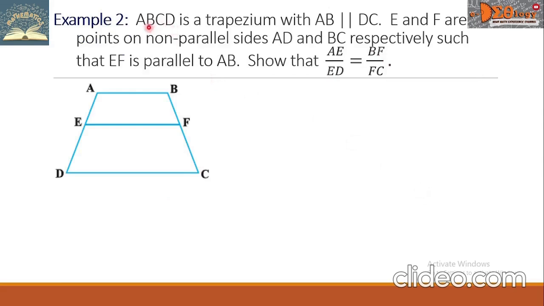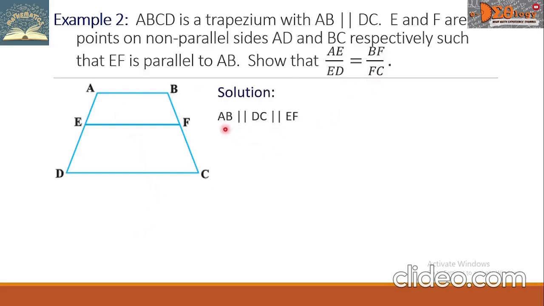Example 2. ABCD is a trapezium with the side AB parallel to the side DC. The points E and F are points on the non-parallel sides AD and BC respectively, such that EF is parallel to AB. Show that AE over ED equals BF over FC. This is our figure.